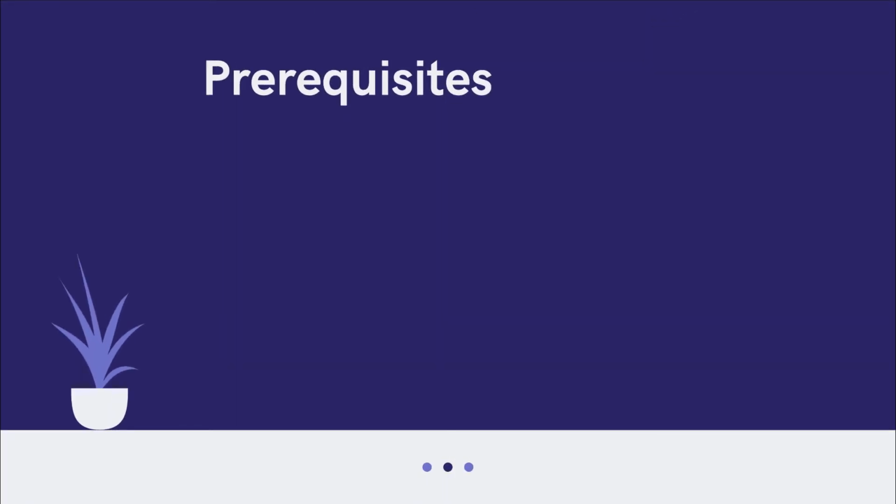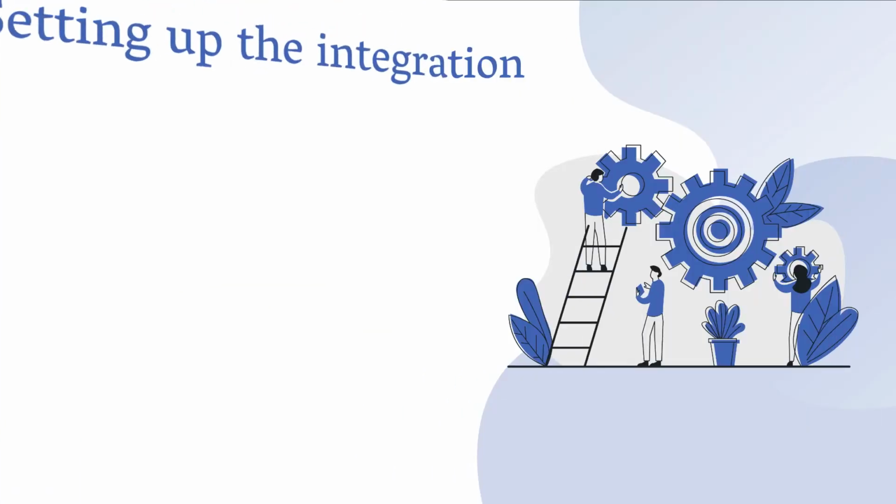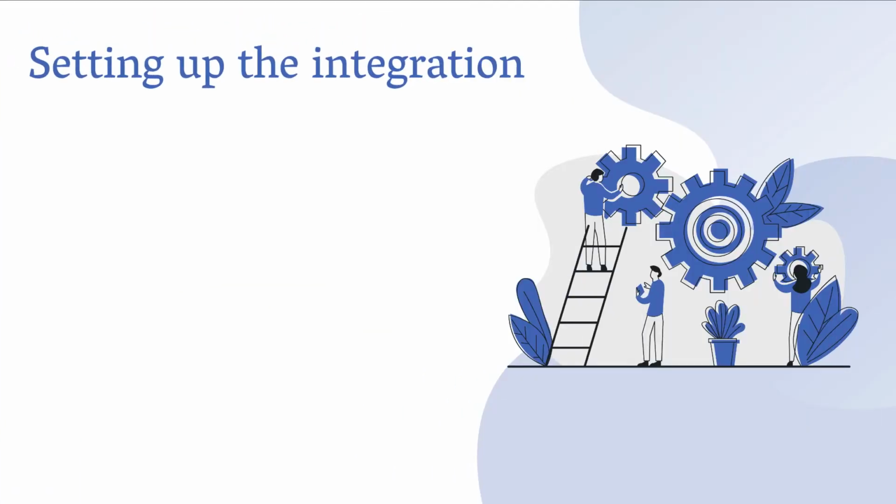Here are the prerequisites that you need to ensure before integrating the two applications. You need to set up your Taxjar account properly before you integrate the two applications. Make sure that you fill the organization address in your Chargebee account, the country, state, and postal code fields. Let's look at how you can connect the two applications.